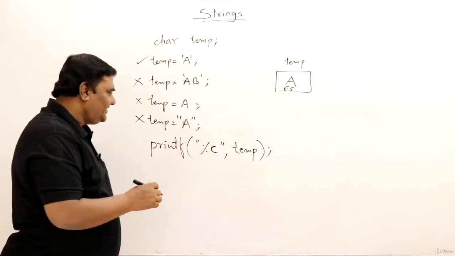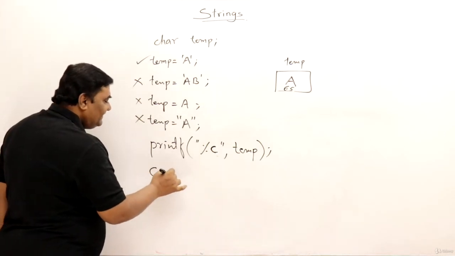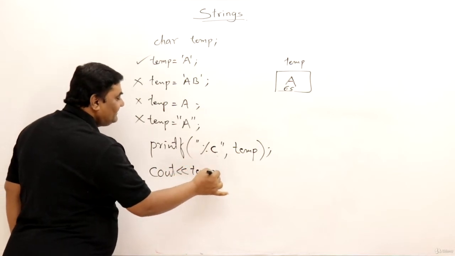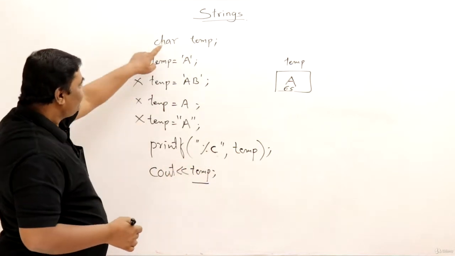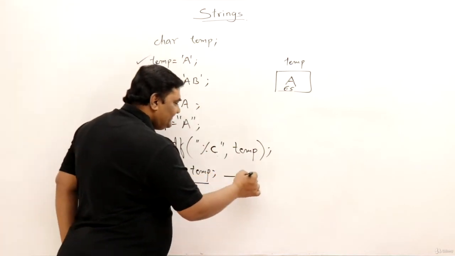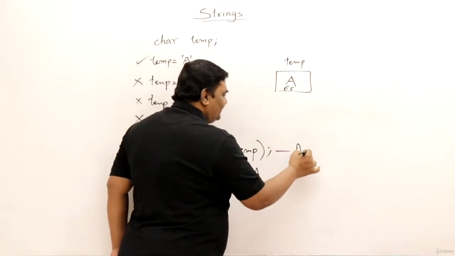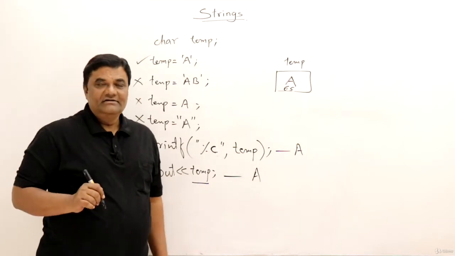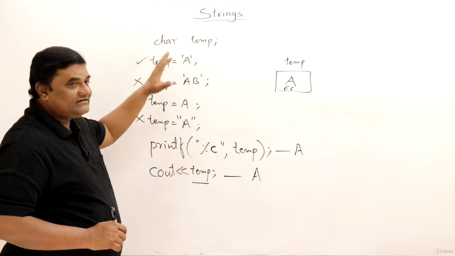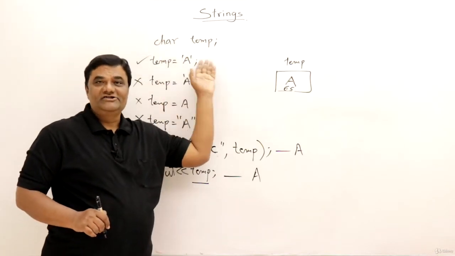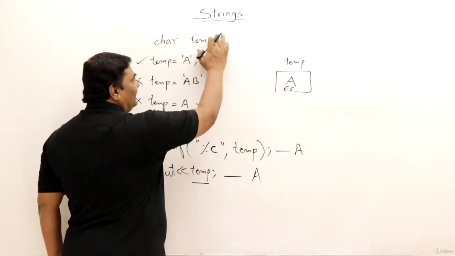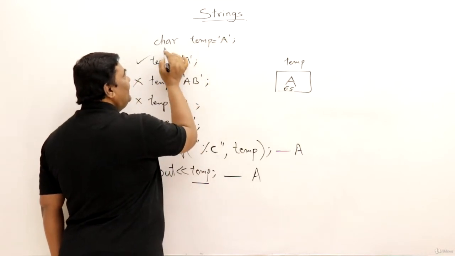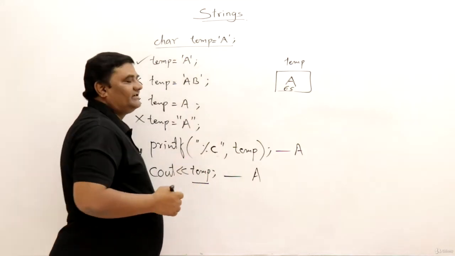In the same way in C++, if we write cout temp, then cout knows that this is a character type variable. It is declared as character, so that is the reason it will display A. So both of these will display A. This is the method of displaying a character. So this is about the declaration and initialization of a character, and I can even declare as well as initialize it directly, instead of initializing it later.